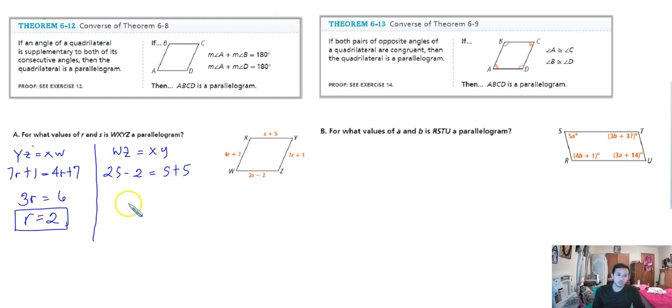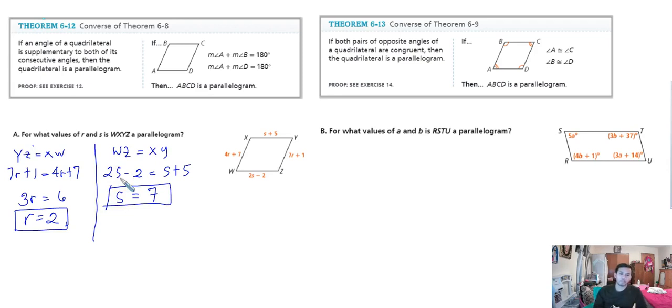So combine like terms. So we have 2S minus S, which is just S. And then because this is negative, you go there. So 5 plus 2 is 7. So the value of S here would be 7. So that is the application of theorem 6-12.